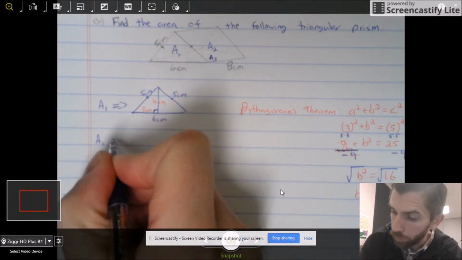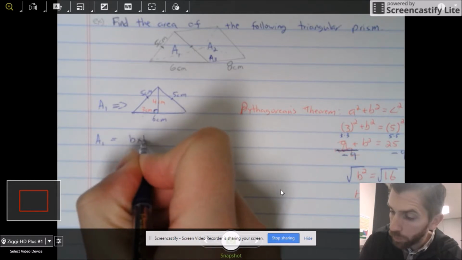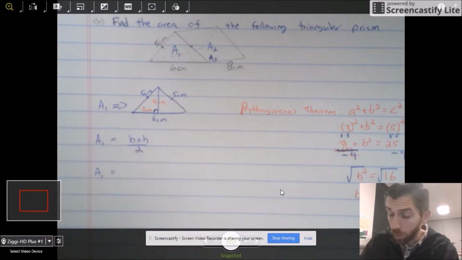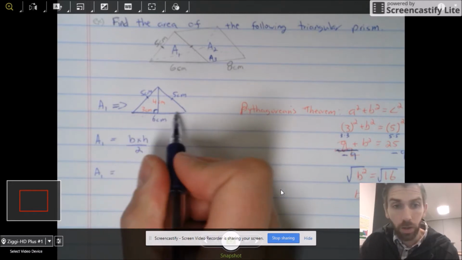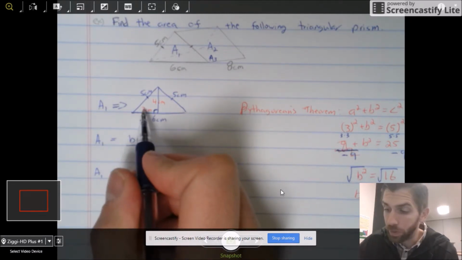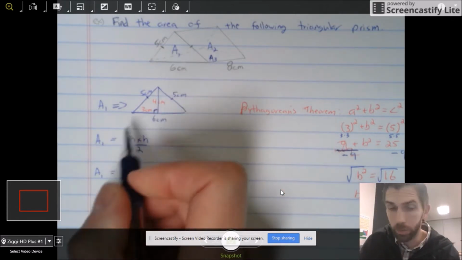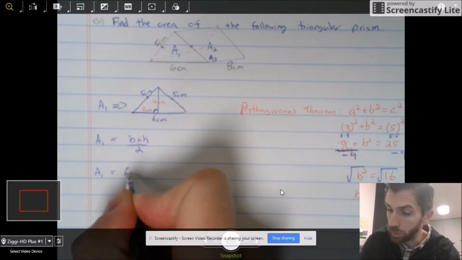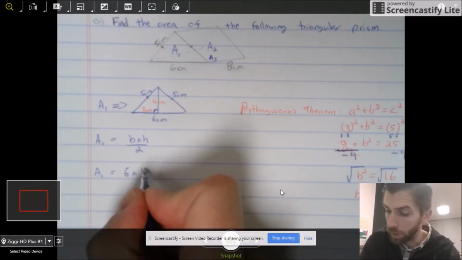A1 is a triangle, so we need to use the formula base times height divided by 2. Okay, so my A1, my base, I know for the entire triangle, my base is 6. It's not 3. 3 is the base of this half of the triangle, but I want to use the entire base of my triangle. So my base is 6. My height, which we just found out, is 4 centimeters. And we're going to divide that all by 2.